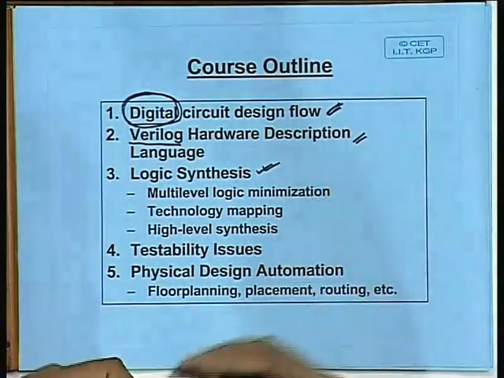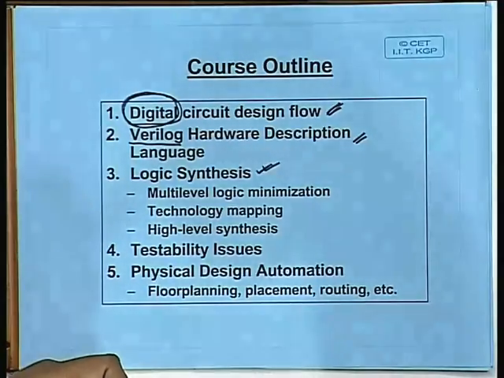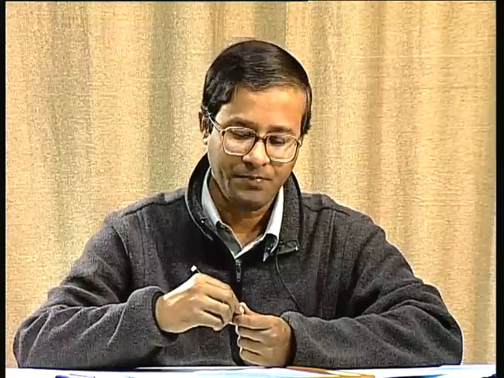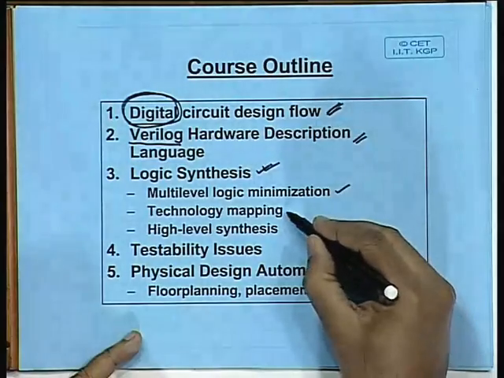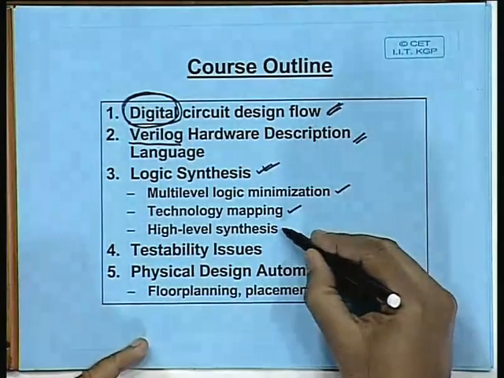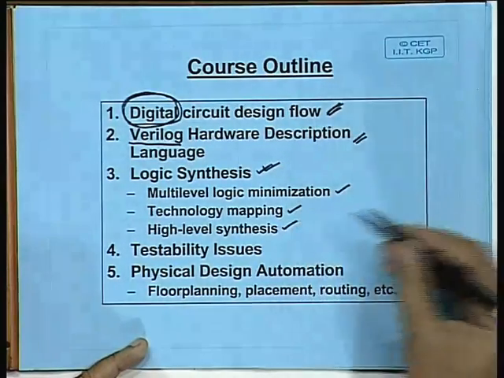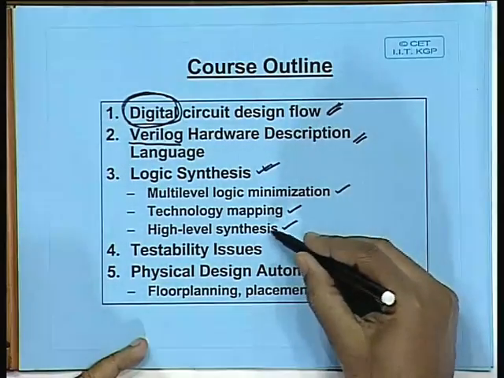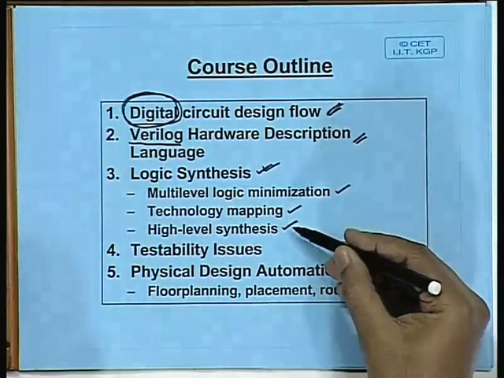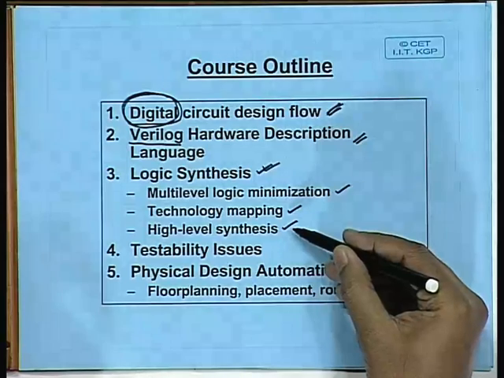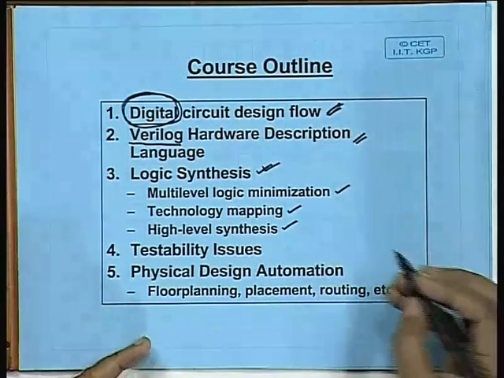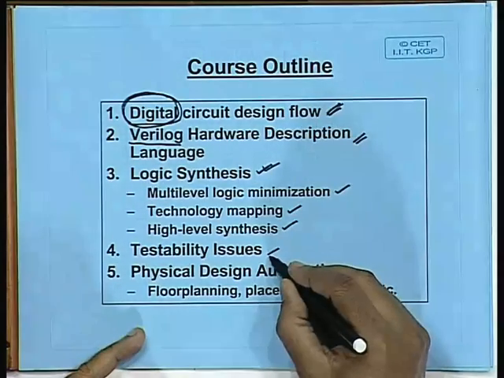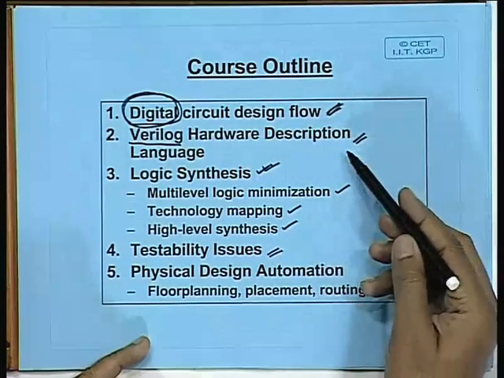Now, assuming that you are already familiar with two-level logic minimization, we will be starting from that point onwards. We will be talking about multi-level optimization, a process called technology mapping, and of course, something called high-level synthesis. Well, in high-level synthesis, we are trying to arrive at a register transfer level design starting from a behavioral specification.